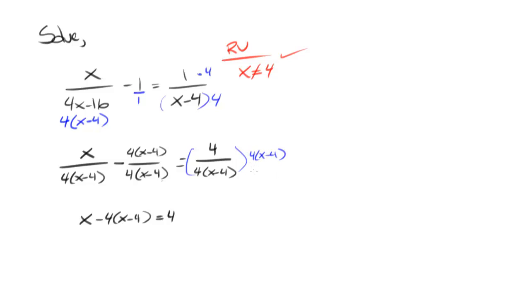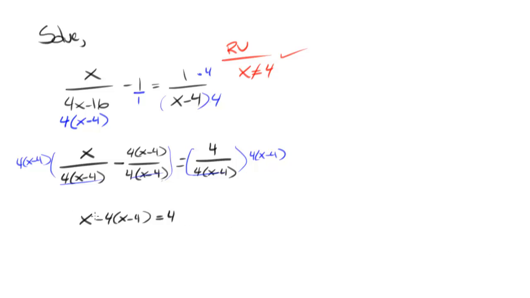This is actually a step you could have done in the first stage, and some people teach it that way. But if I multiply both sides of this equation by the 4 times x minus 4, it has the effect of canceling out all of my denominators. Either way, I'm left with this equation down below, which is a nice linear equation at this point.